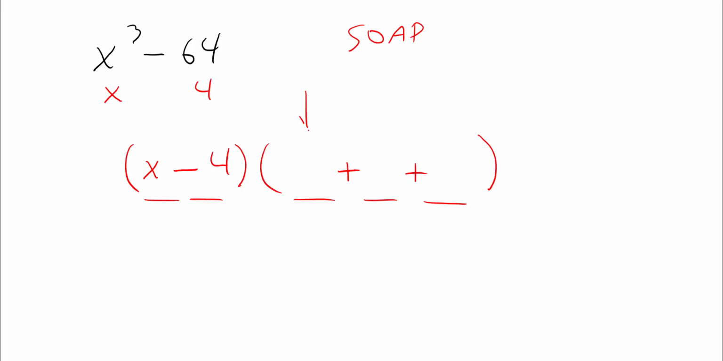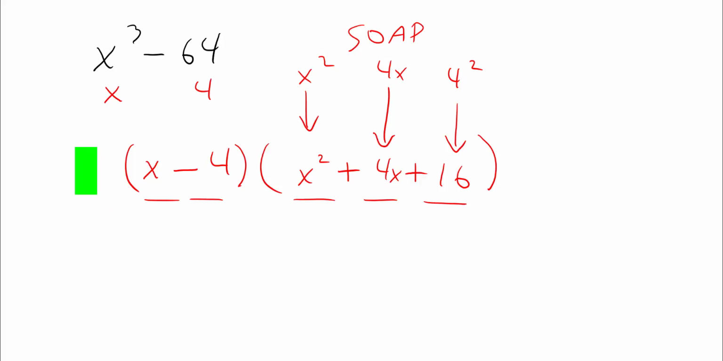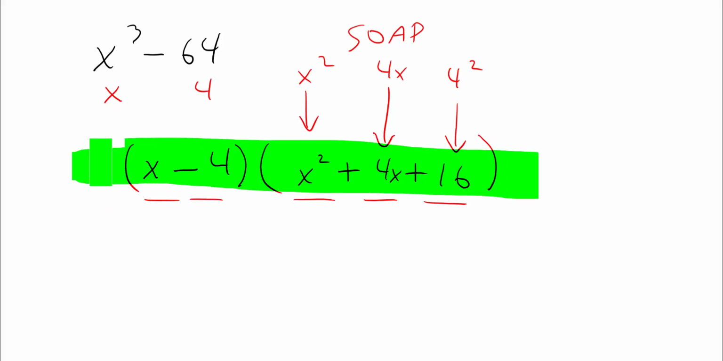This next term, you're going to square the x, so it's x squared. The last term, you're going to square the 4, which is 16. And the middle term, you're going to multiply the x and the 4 together to give you 4x. And that's it right there. Okay, and guess what? That's the answer to that problem. You're done with it. Okay, really, it's not difficult. You just got to follow that rule.